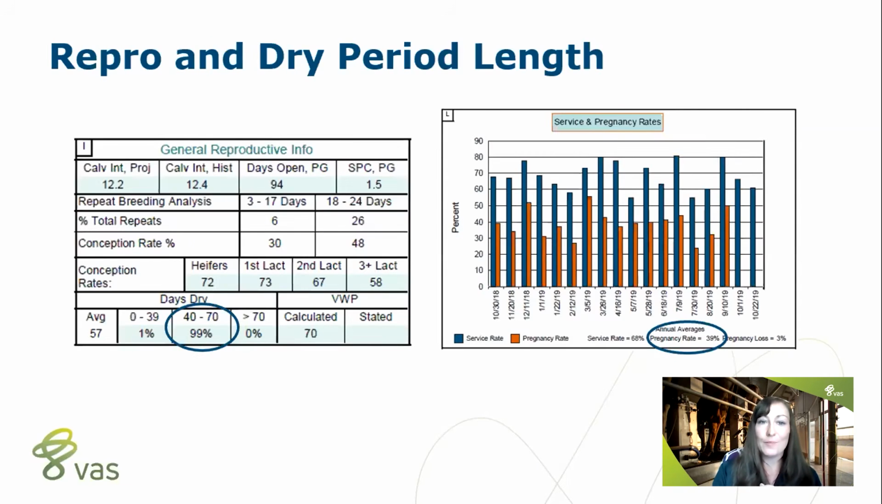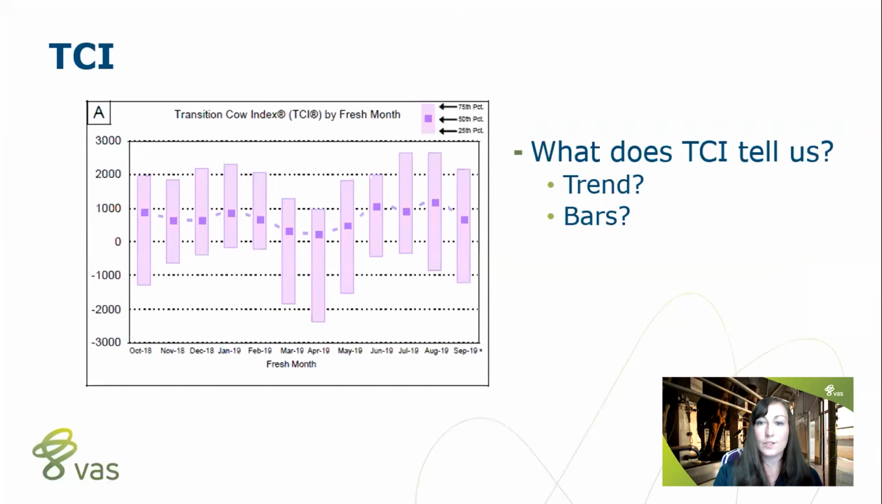So let's dig into repro and dry period length. There's really not a whole lot to see here either. We've got 99% of our cows dry with an appropriate dry period length and a preg rate of 39%. This is a phenomenal herd, very well managed herd. So let's flip gears and look at transition.